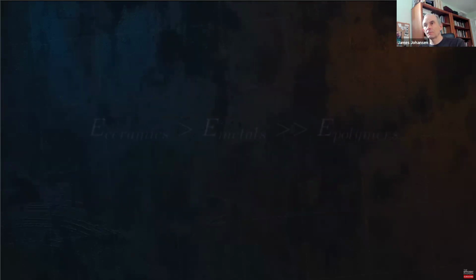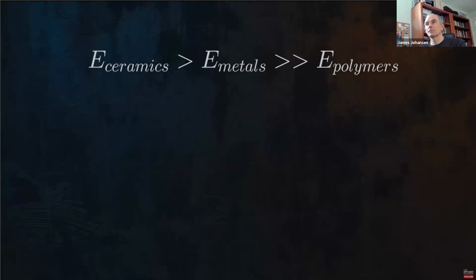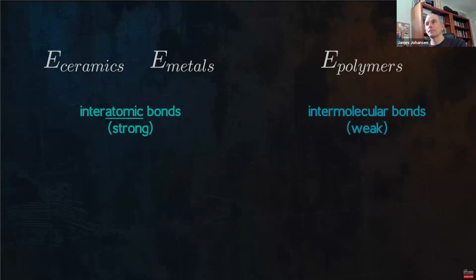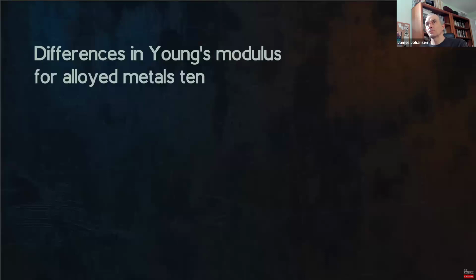I mentioned earlier that Young's modulus is smaller for polymers than it is for ceramics and metals. This is because it is the weaker intermolecular bonds in polymers that determine the material's stiffness, rather than the stronger atomic bonds. Looking at things on the atomic level can also help explain why differences in Young's modulus for alloyed metals tend to be small.